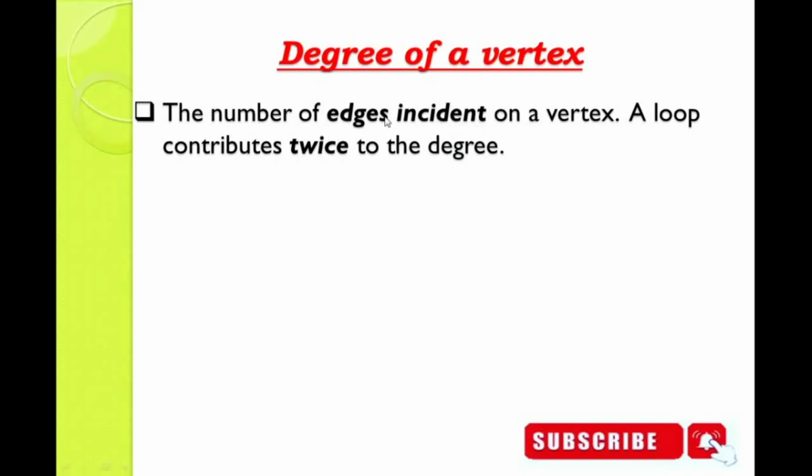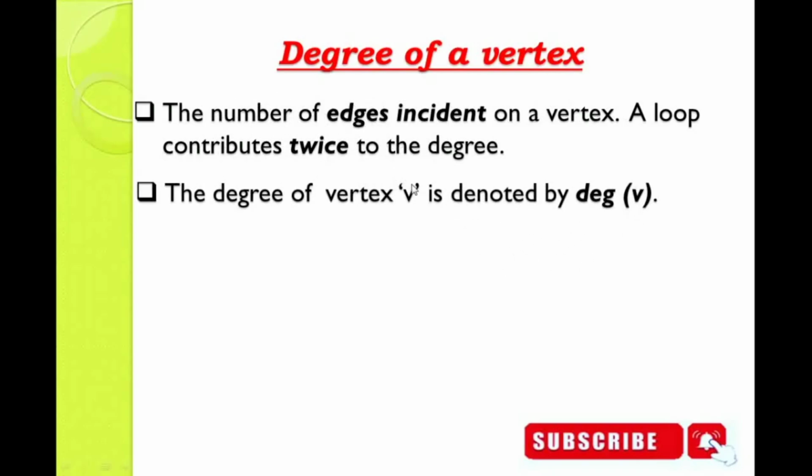Incident is nothing but the number of edges connected to a particular vertex is called degree of a vertex, and a loop contributes twice to the degree. Okay, and the degree of vertex v is denoted by degree of v. Okay, this is the mathematical notation.